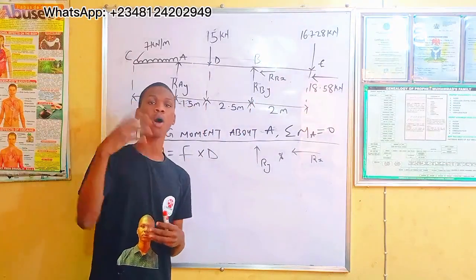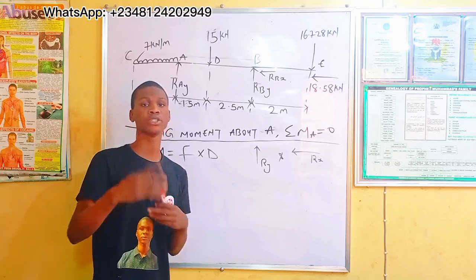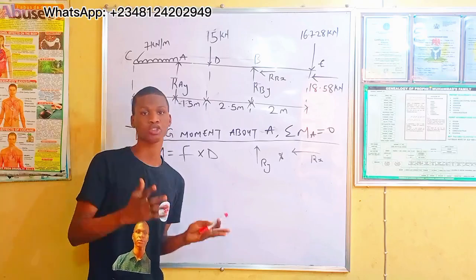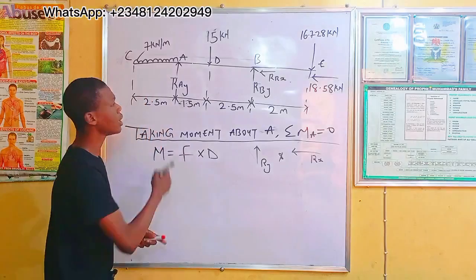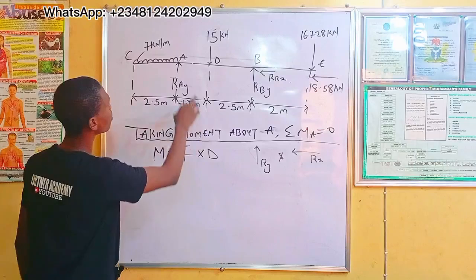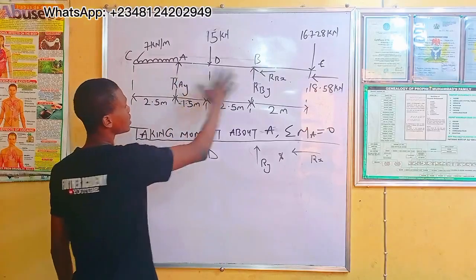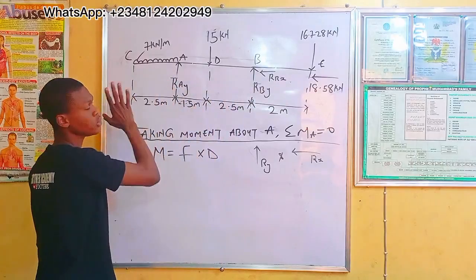We said number one, convert a UDA to a point load and know the actual distance of the UDA. We will implement that here. Alright, now let's take our moment. Taking moment about point A, let's consider these forces, then we consider our UDA last.